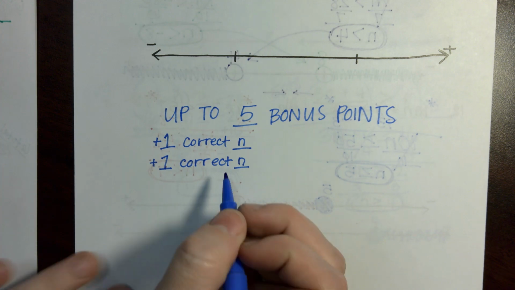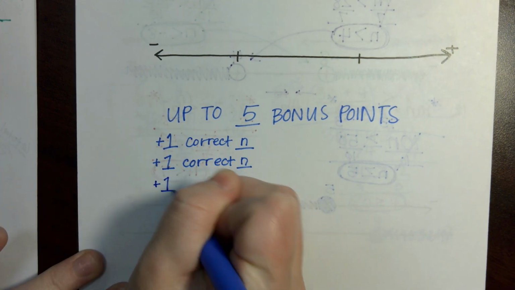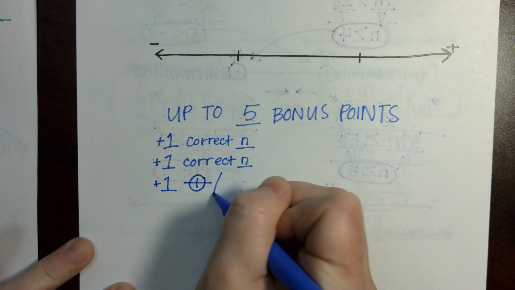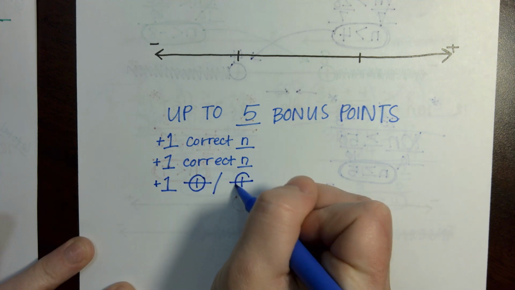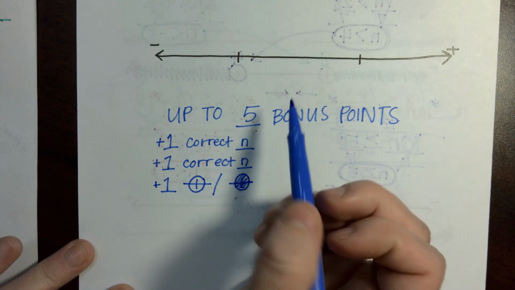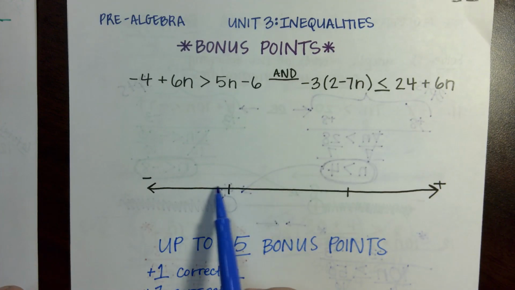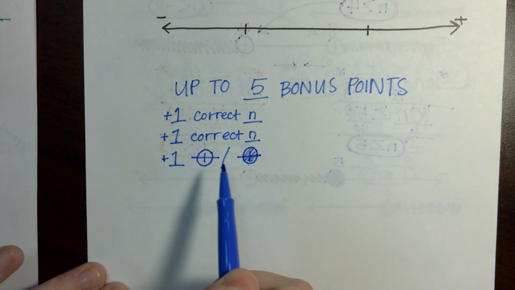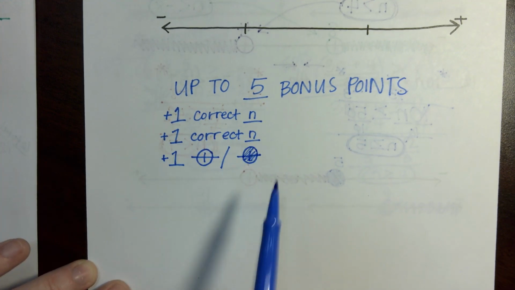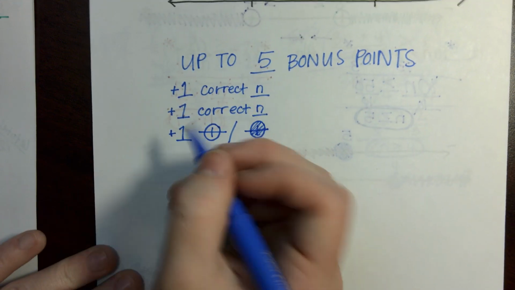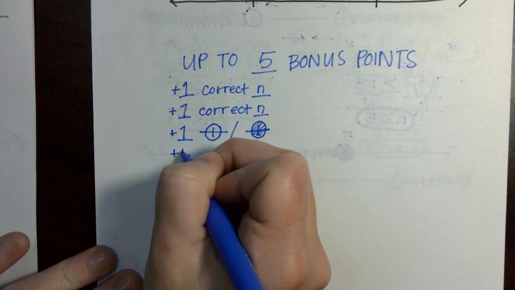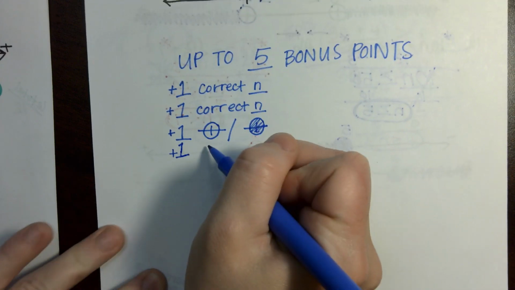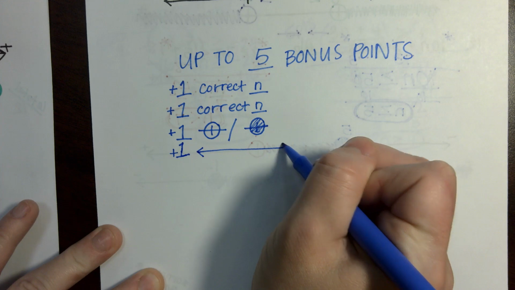Okay, the next bonus point you can get is for having the correct circles, whether they're open or closed. Since there's 2 here that are going to be circles, open or closed, it's going to be plus 1 for both. Basically, you'll get half a point for each one you get right. Your fourth possible bonus is for having both of the directions shaded correctly.